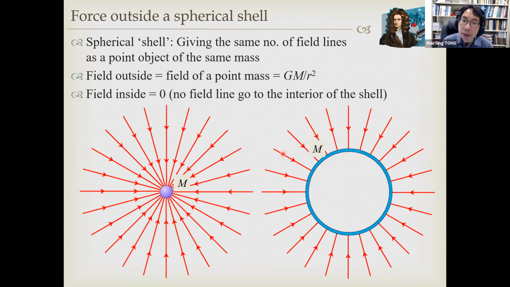Now, the problem is, I imagine the spherical shell now has the same mass as the point mass. Both of the masses are m. This point mass has a mass m. This spherical shell also has a mass m. Then I would like to ask, what will be the distribution of the field lines inside and outside the shell? Do you understand my question? If this shell has the same mass as the point mass here, then how would the field lines distribute outside the shell and inside the shell?